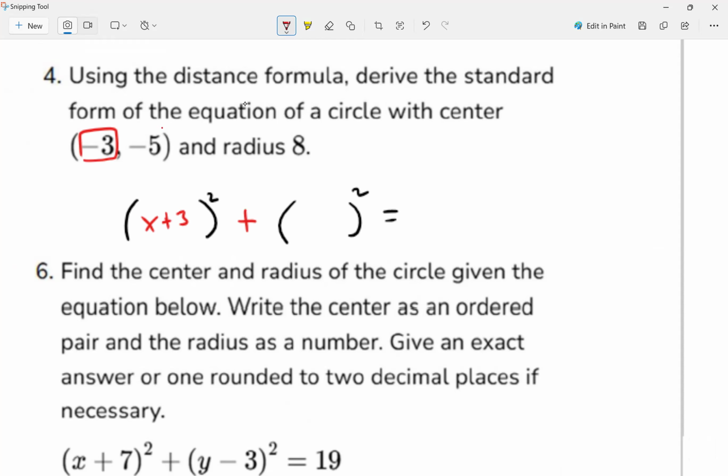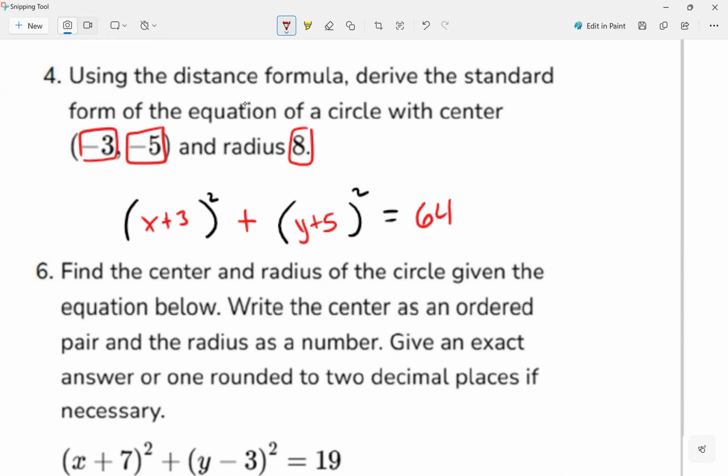On the second parentheses for the y coordinate, because the y is -5, I am going to write y plus 5. Again, lowercase y, and notice I did opposite sign. If my 5 would have been a +5, I would have written y minus 5. And then at the very end, after the equal sign, I am going to write 64. Now the 64 came from the number 8, but 8 squared, 8 multiplied by itself, that's how I got the 64.